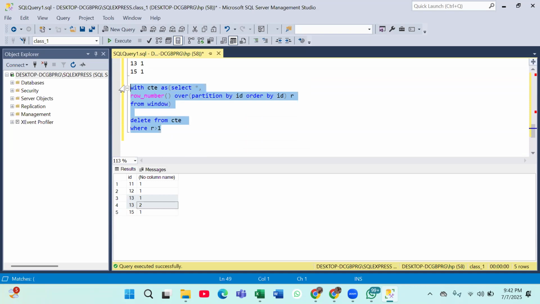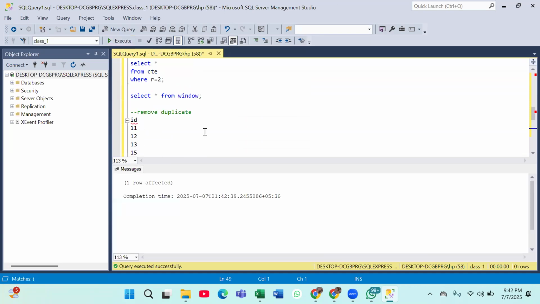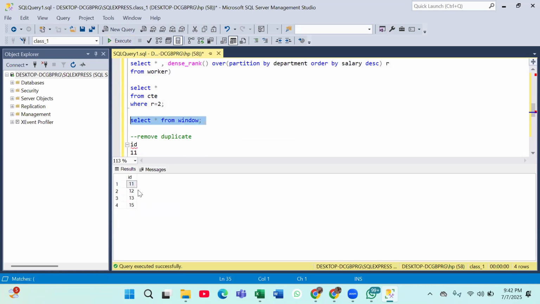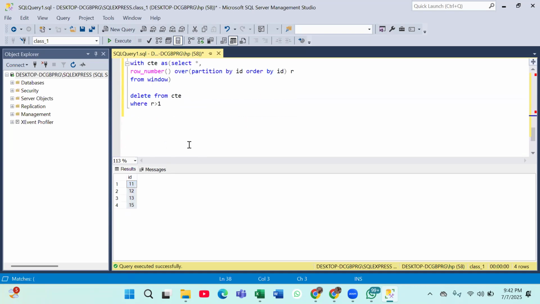Yes, so that's what I did here also. Now, if I show you your window table, every ID is only one time. You are not getting any duplicate record. Is this clear to everyone now? Do you have any issue?